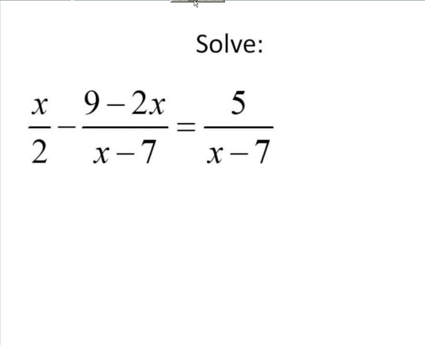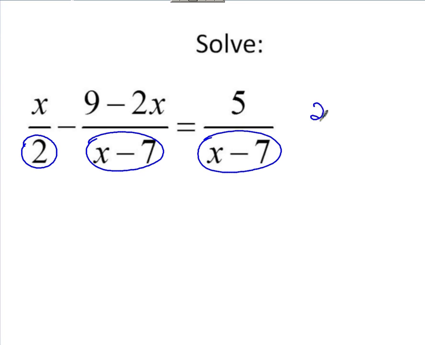Least common denominator is, well, we've got to include a factor of 2, and we've got to include a factor of x minus 7, right? So we're going to take the least common denominator idea of 2 and x minus 7, and we're going to multiply that through the entire equation. So we're multiplying to both sides here.